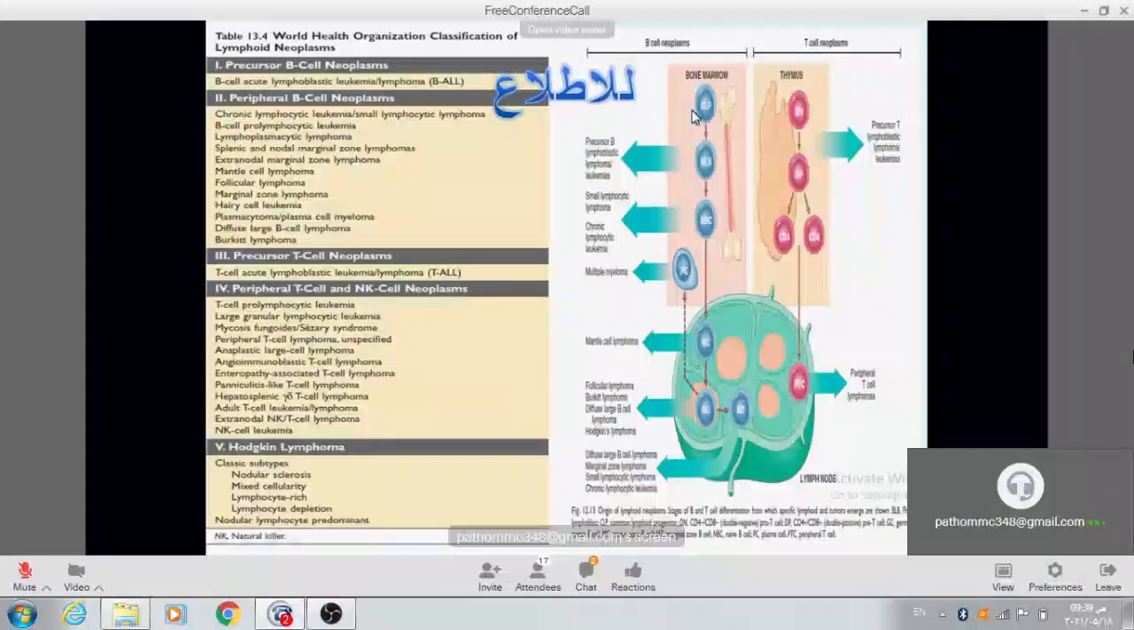Also, you can see here the primitive stem cells and how, during each step of differentiation, we may have a certain type of lymphoma. The plasma cell gives multiple myeloma, the follicular cells give a certain type of lymphoma, and the T lymphocytes maturing in the thymus give peripheral T-cell lymphoma and other types. This slide is just for your knowledge, to know that we have many types of lymphoma derived from each step of differentiation.